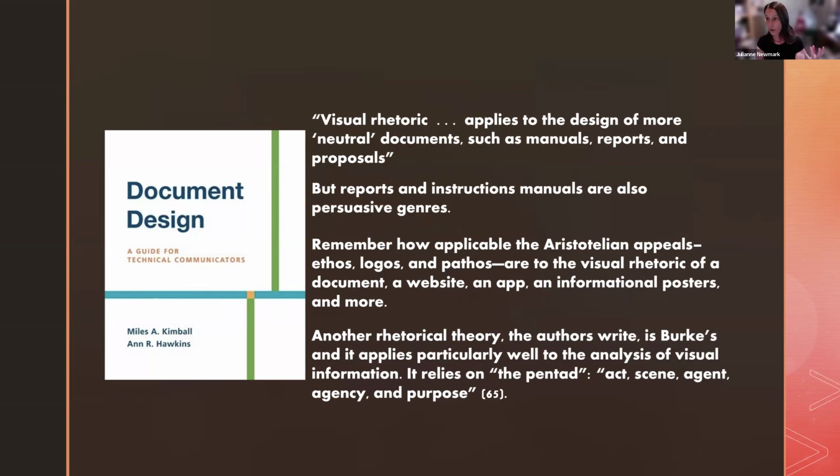Well, visual rhetoric in the context of this book on the screen, Document Design for Technical Communicators, they are not talking about advertising. They're not talking about filmic strategies of persuading or shaping an audience's perspective on the message in a film, for example. In this case, it is quote unquote neutral documents such as manuals, reports, and proposals, but no document is ever neutral. That's something that I repeat to my students all the time. But reports and instruction manuals are also persuasive documents.